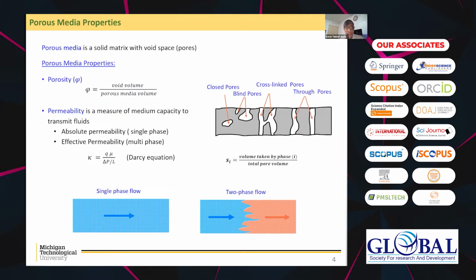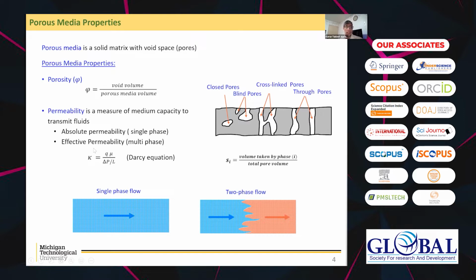Porous media is basically a solid matrix with void space, and the main property usually used to describe porous media is the porosity, which is the void volume to the porous media volume. Another important property is the permeability. It represents the capacity of the porous media to allow fluid to flow through it. It is considered a dynamic property, not like the porosity, because it is measured by injecting fluid through the porous media and using the Darcy equation, as shown here.